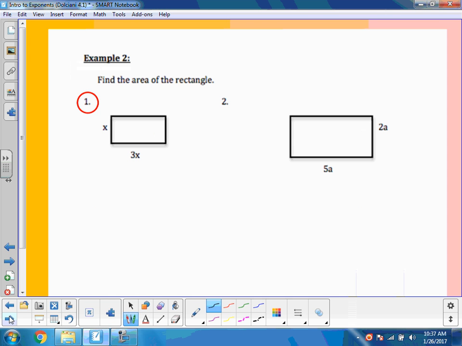All right, so let's find the area of the rectangle because the formula for area is length times width. My length is 3x times my width, which is x. This is the same thing as saying 3 times x, and when I have the same base, I can add those exponents because there's 2 of them, so it's 3x to the second is the area of this rectangle. Why don't you go ahead and press pause and try number 2.